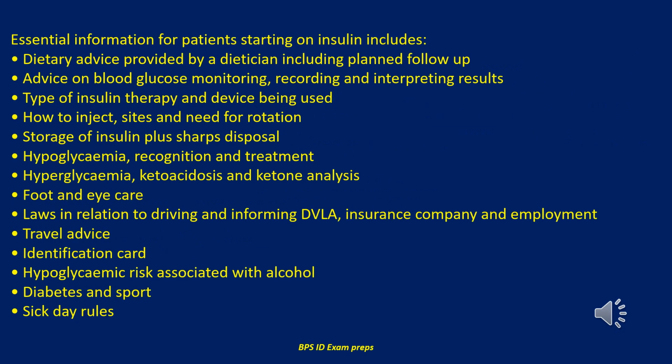Be audited. Essential information for patients starting on insulin includes 1. Dietary advice provided by a dietitian including planned follow-up. 2. Advice on blood glucose monitoring, recording and interpreting results. 3. Type of insulin therapy and device being used. 4. How to inject, sites and need for rotation. 5. Storage of insulin plus sharps disposal. 6. Hypoglycemia, recognition and treatment. 7. Hyperglycemia, ketoacidosis and ketone analysis.